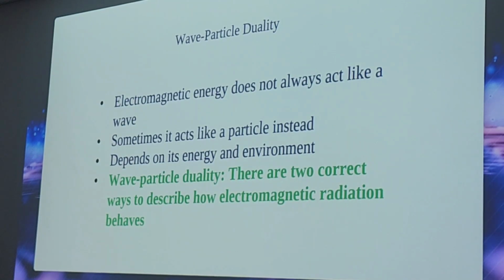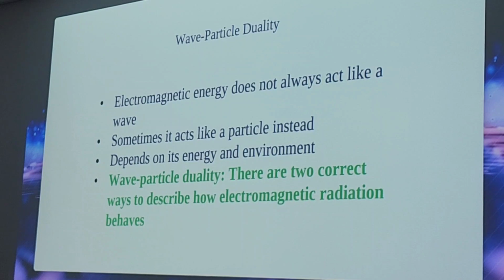Did Mr. Fromm go over wave particle duality? No? Okay. So up until this point, we understood that radiation or electromagnetic energy travels as a wave. But let's say it has multiple personalities. It can either be a wave or it can behave as a particle, depending on what matter it's interacting with. So electromagnetic energy does not always act like a wave. Sometimes it acts like a particle. It depends on its energy and environment.